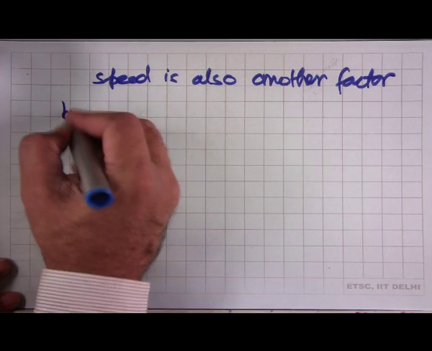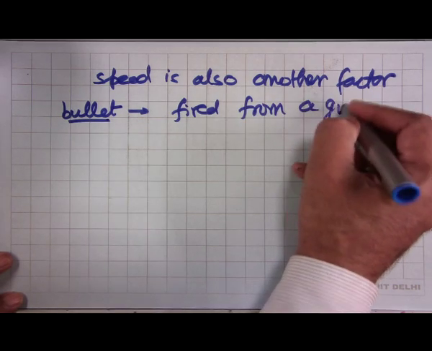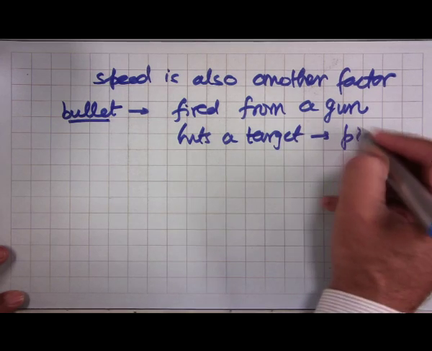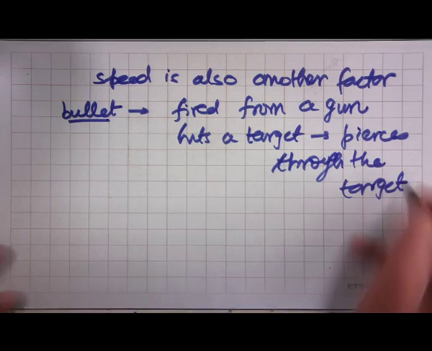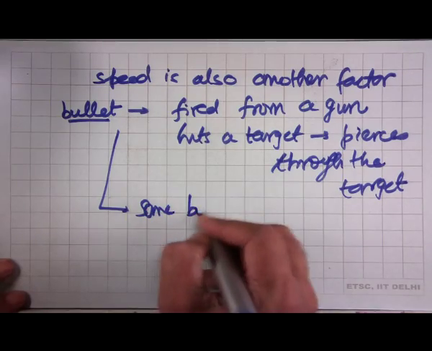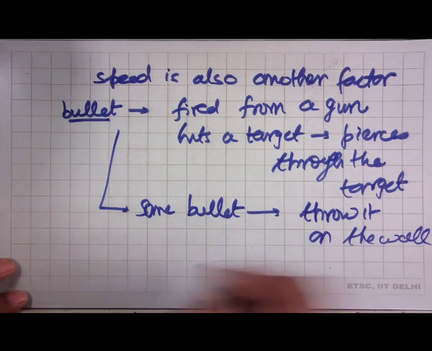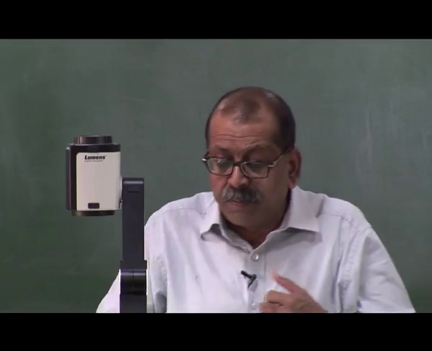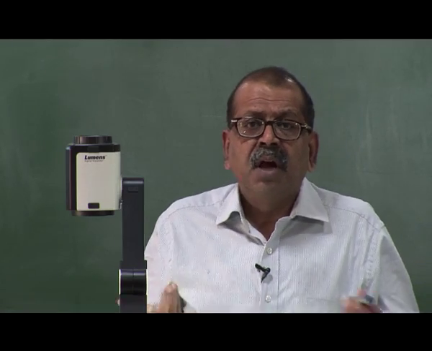Let us think of a bullet. A bullet fired from a gun, when this hits a target, it pierces through the target, or it gets stuck in it if the target is very strong or very thick. Whereas the same bullet, if I take it in a hand and throw it on the wall, it hits lightly. For example, if I am standing and a bullet comes and hits me, it will injure me. Whereas if you come and throw the bullet on me, I will not get injured.